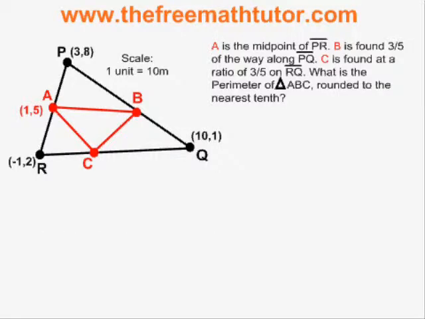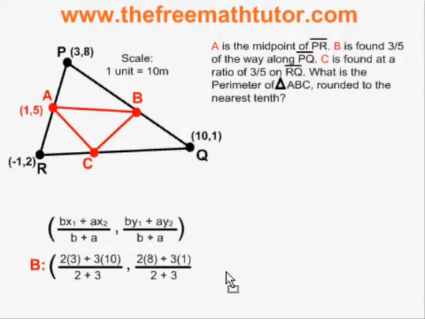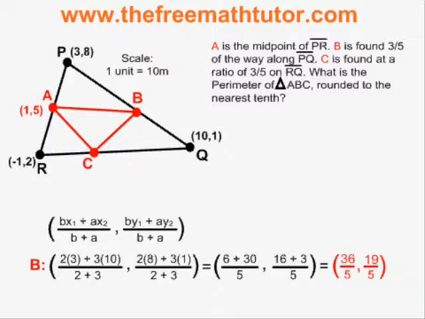To find point B, I need to use the ratio formula, which looks like this. Since B is 3/5 of the way along PQ, that means it is found at a 3 to 2 ratio between P and Q. My A is 3 and my B is 2. Using those values and the coordinates of points P and Q, I fill in my ratio formula like this. Simplifying, I find that point B has an x-coordinate of 36/5 and a y-coordinate of 19/5. And I label my drawing.